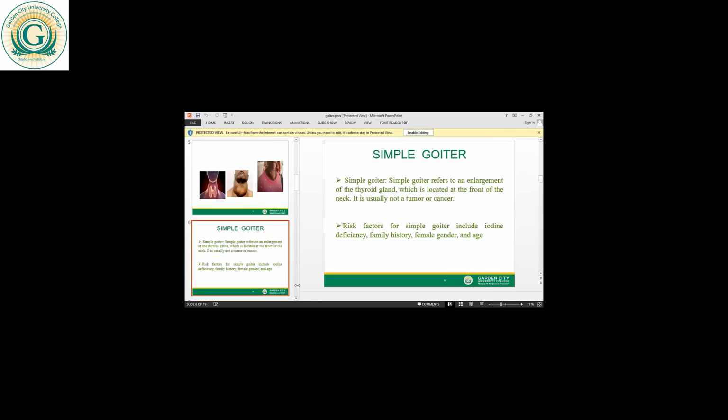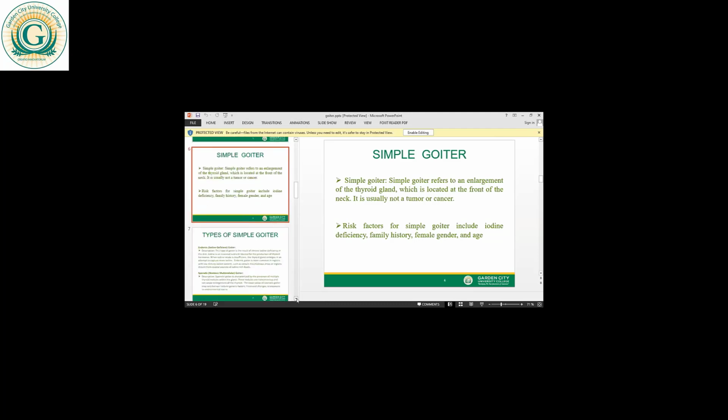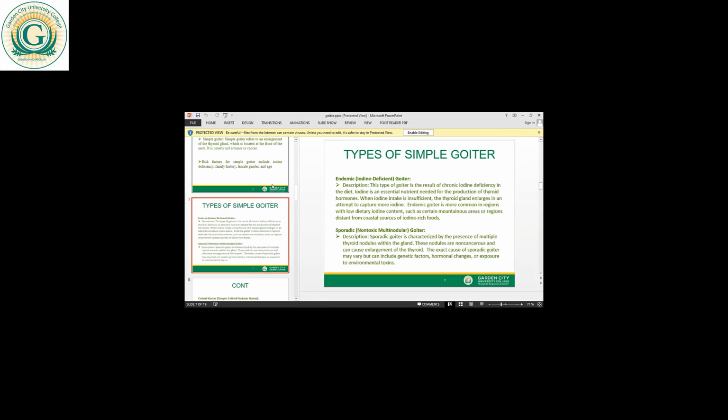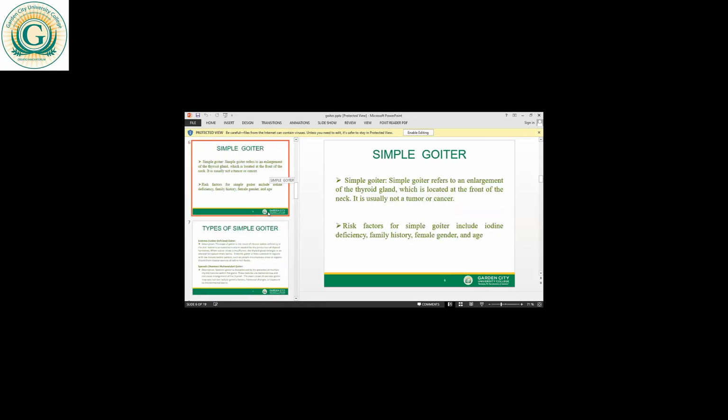So first, to tackle the simple goiter. Simple goiter refers to an enlargement of the thyroid gland, which is located in front of the neck. It is usually not a tumor or a cancer. Risk factors for simple goiter include iodine deficiency, family history, female gender, and age. So when we talk about the age, mostly the age group that is at high risk of getting goiter is 40 and above.